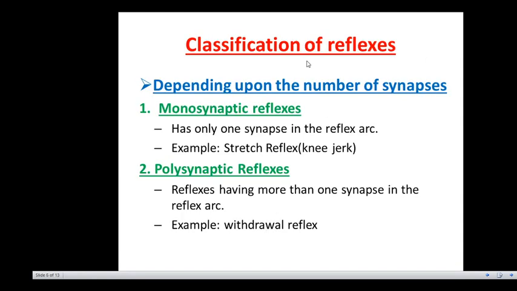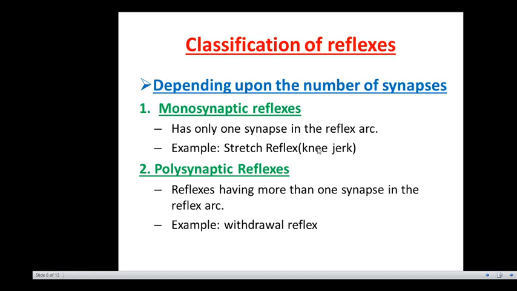Classification of reflexes. How can reflexes be classified? Depending upon the number of synapses involved, it can be classified into number 1, monosynaptic reflexes, or number 2, polysynaptic reflexes. What do you mean by monosynaptic reflexes? Please note, monosynaptic reflex has only one synapse in the reflex arc. Example for monosynaptic reflex is stretch reflex.